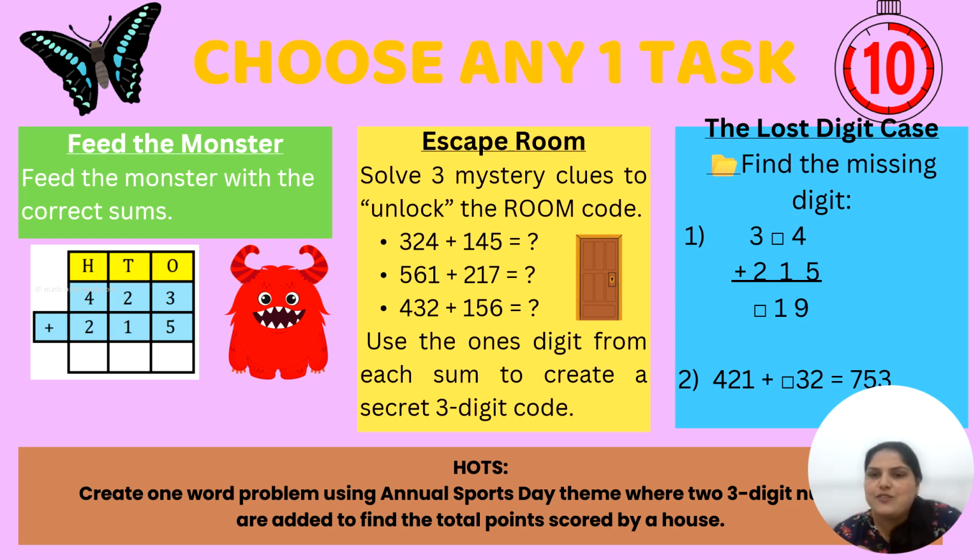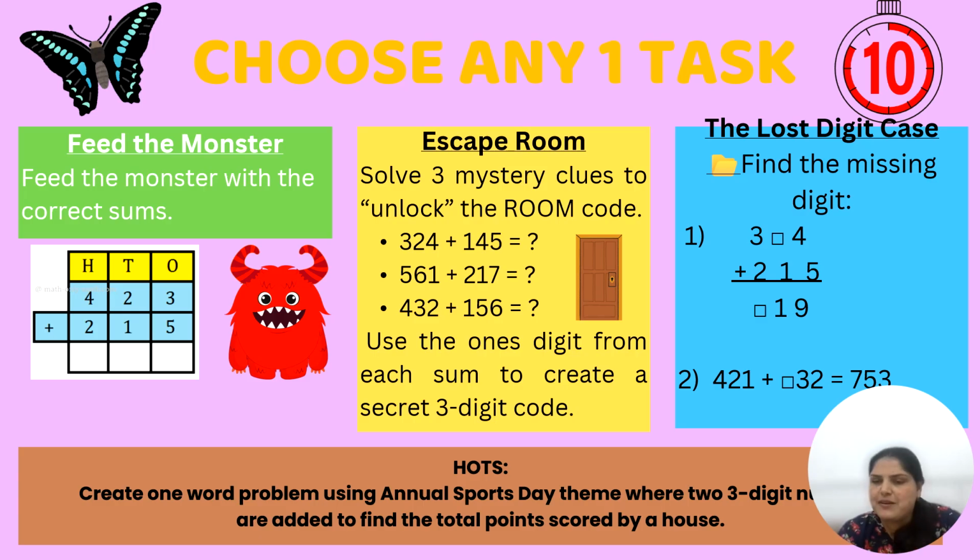Now in the second room, it is for the middle achievers. So they have to solve 3 mystery clues to unlock the room code, and they use the ones digit from each sum to create a secret 3-digit code. Okay, now last is the lost digit case where they have to find the missing digits. So like it is for high achievers. So I have color coded them. So green is like easy, yellow is like for middle achievers, and blue one is like for the high achievers. But in the classroom, you can tell them, okay, now choose any one task and do it in your notebook.